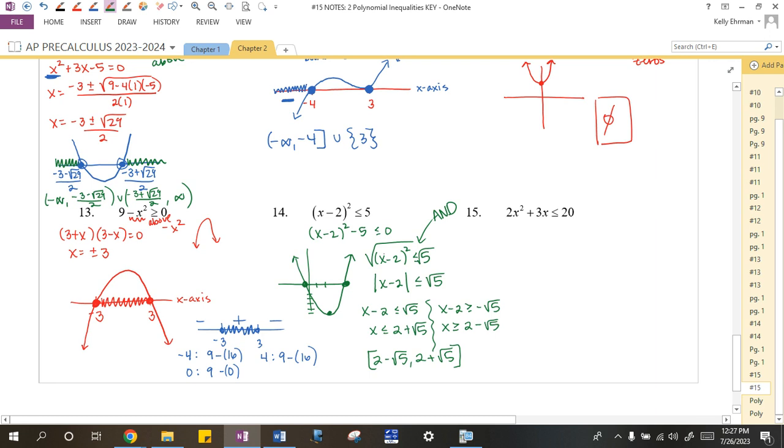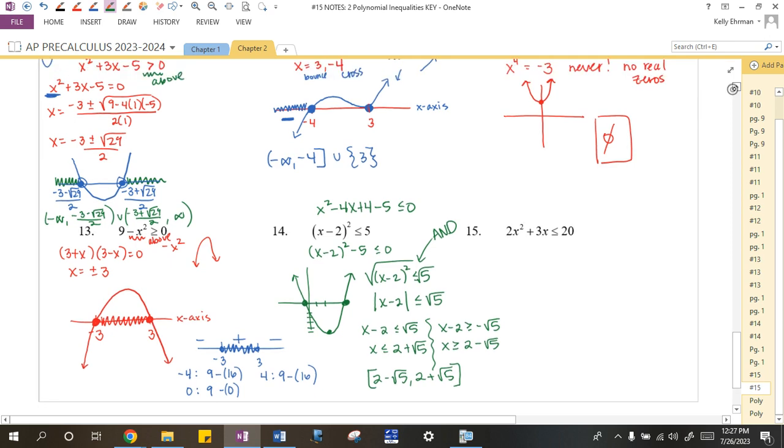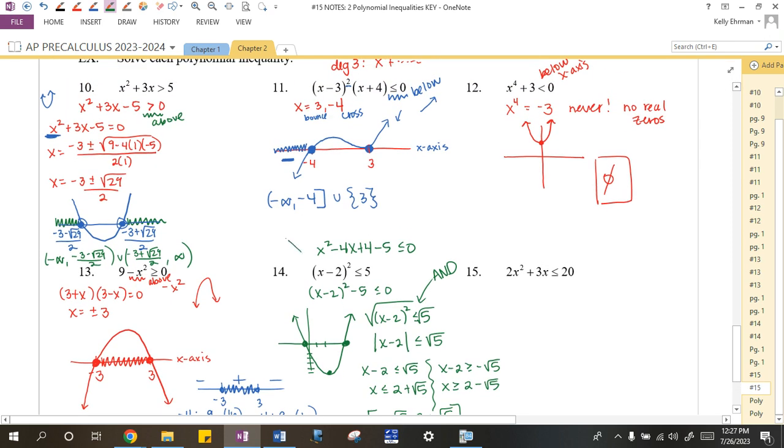Like I said, if that was confusing, you could make this x squared minus 4x plus 4 minus 5 less than or equal to 0. Do quadratic formula, because this is going to be minus 1. Do quadratic formula like we did for number 10, and you'll get the same two zeros.